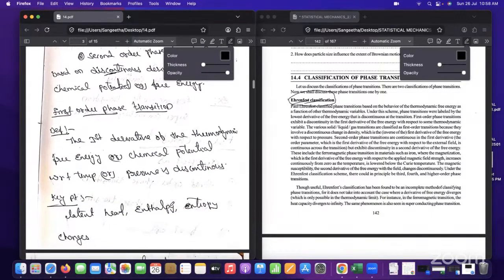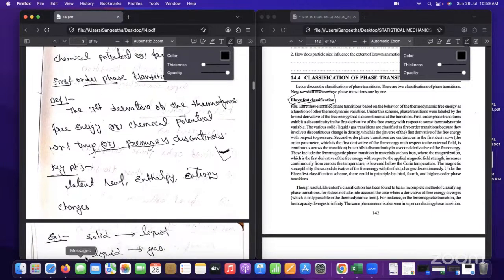So what is first order phase transition? Either temperature or pressure has a discontinuity. Discontinuity means not continuous. Suppose we take a waveform. From here, there is a discontinuity here. It is a discontinuity, not continuous. The discontinuity with respect to the temperature or pressure is called first order phase transition.